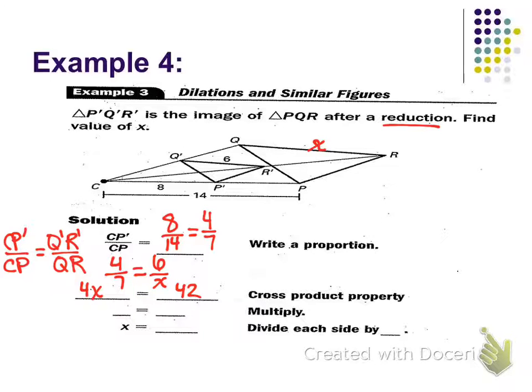This step we kind of eliminated because we multiplied and did our cross products at the same time. And then we divide each side by 4. What do we get for x? I think it should be 13. So we did it a little differently than the steps they'd written out for us, but that's okay. We did it the same way, we got the same answer.